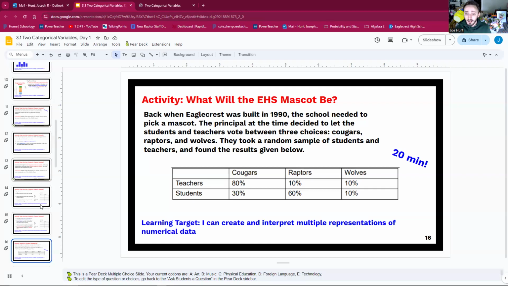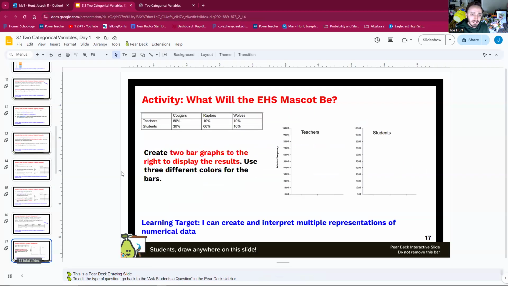Now, when they collected that sample, they got these results as far as the proportions of those groups voting for either the Cougars, the Raptors, or the Wolves. So what I want you to think about here is, given that data set, how can you use, say, Staplet to build two bar graphs to the right to display those results, and then say, okay, what appears to have been the most popular choice?